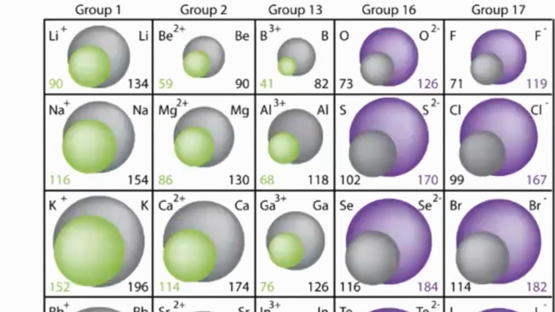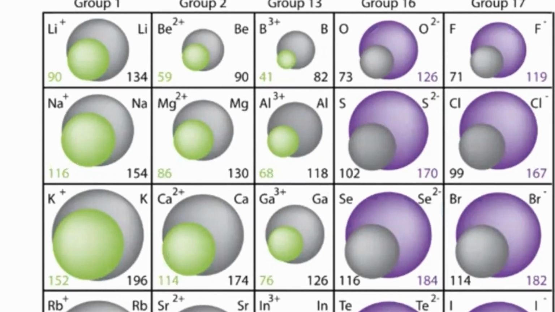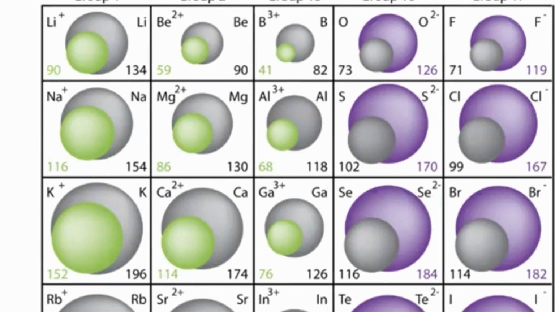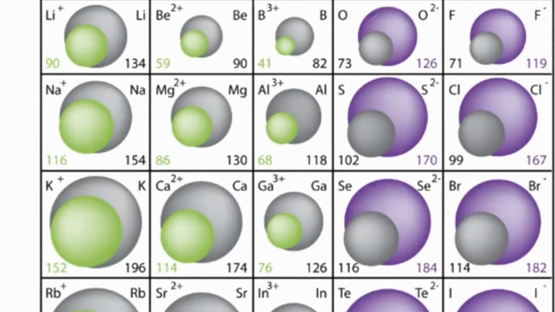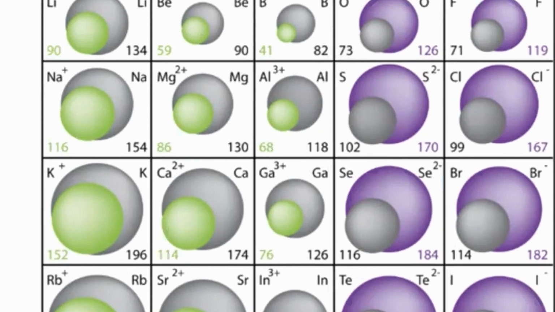When we compare similarly charged ions going down a group, ionic size increases in the same way that we saw for atomic size. For cations, the trend in ionic size going across a period also mimics the trend we saw for neutral atoms: it decreases as we go from left to right.